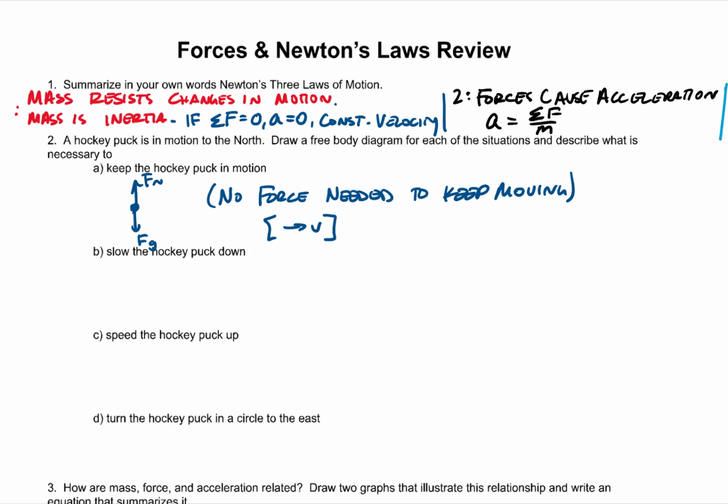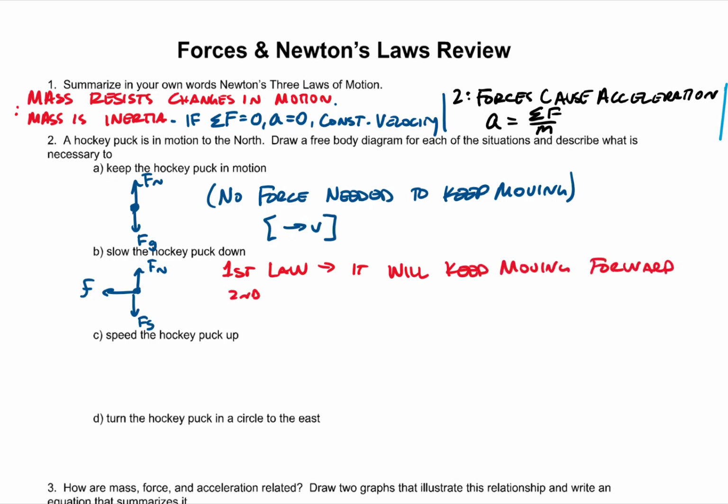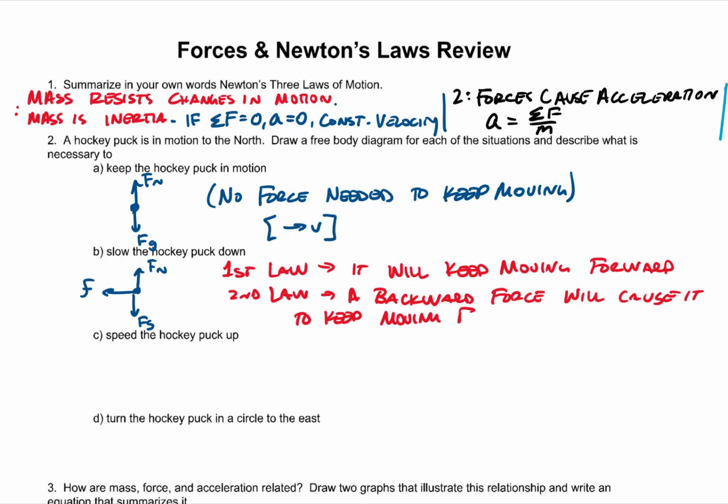Now, if I want to slow the hockey puck down, we still have the normal force from the ground. We still have the weight down. But if it's slowing down, I need a backward force of friction. Right? So for this situation, the first law tells me that it will keep moving forward because that's what it wants to do. The second law says if I want to slow it down, I need a backwards force that's going to cause it to keep moving forward and slow down. I need a backwards force for that.